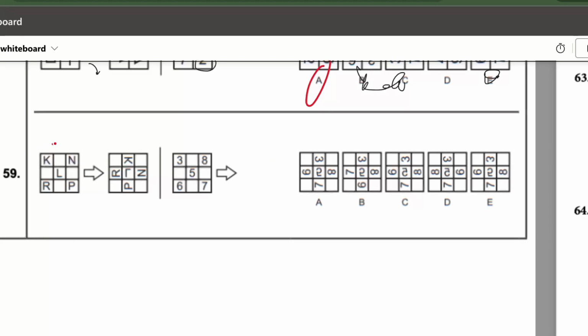This K is going to go to this middle section, do a rotation 90 degrees clockwise. This is going to do a rotation, 90 degrees clockwise, and face upwards, so you can cross out C and E. This R goes up, so the 6 goes up, and so we can cross out B and D, we end up with A.